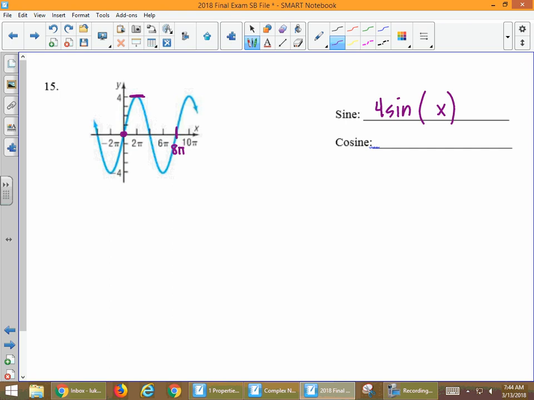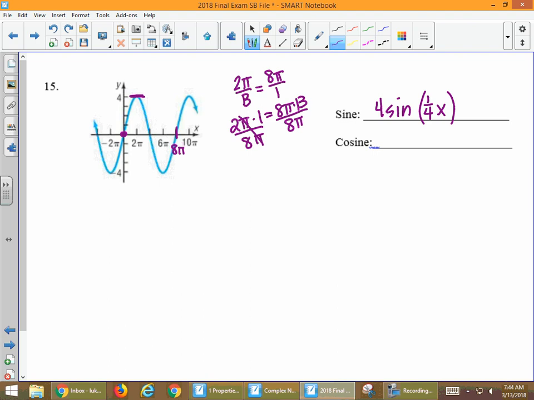So to find my B, 2 pi over B equals the period of the function over 1, and the period of this function is 8 pi. And divide both sides by 8 pi. 8 divided by 2 is 1/4.